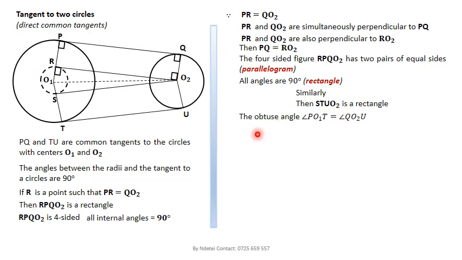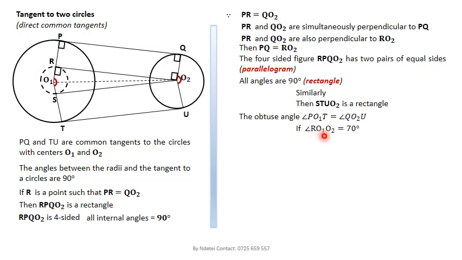Now the other thing we should also know is that the obtuse angle PO1T must be equal to the obtuse angle QO2U. The reason I'm saying that is because when a student knows this angle PO1T, then the student should also know that it should be the same as QO2U. So you don't have to look for one angle when you have the other. Let me prove that to you.